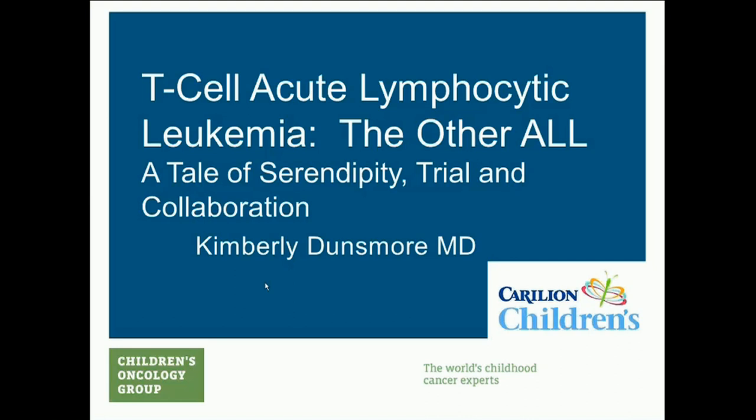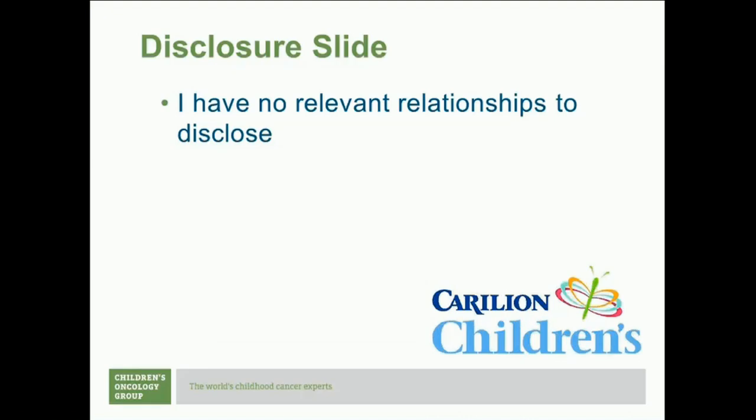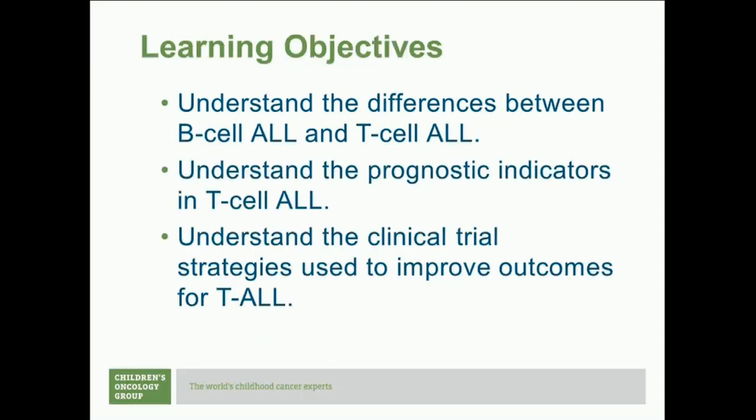That's unusual for me. So today we're going to talk about T-cell acute lymphocytic leukemia. It's the other ALL, and it's a tale of serendipity, trial, and collaboration. My disclosure slide, sadly, I have no relationships to disclose. And here are your learning objectives for this talk: understand the differences between B-cell ALL and T-cell ALL, understand the prognostic indicators in T-cell ALL, and understand the clinical trial strategies used to improve outcomes for T-ALL.